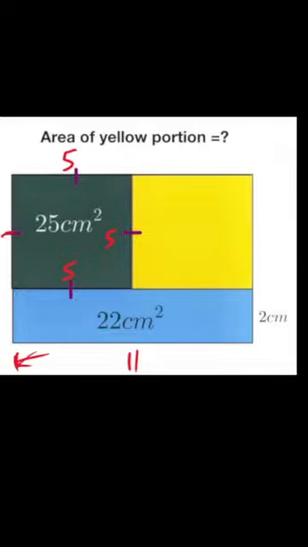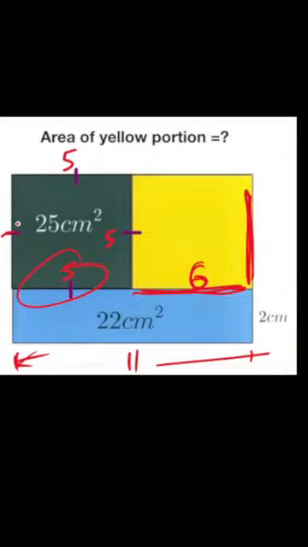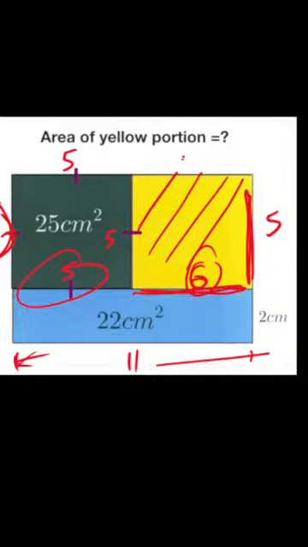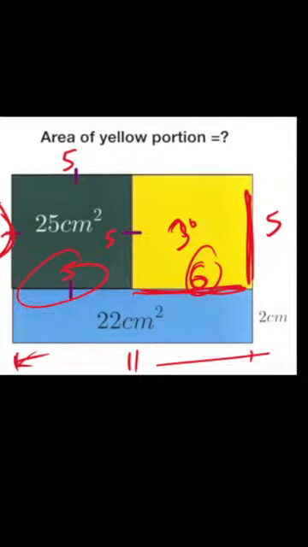So as the entire length is 11, this much is 5, so this is going to be 6. The length of this yellow portion is 6 and the width is the same as that of this square, which is 5. So the area is going to be length into breadth. So 6 into 5 is going to give me 30. That's it. So we'll move to the next question.